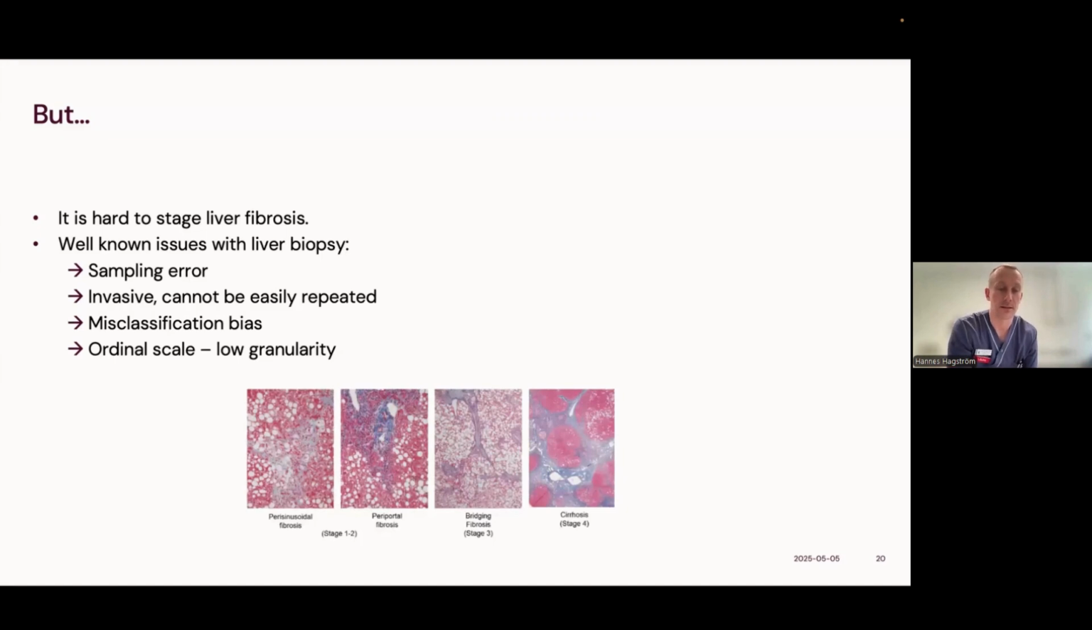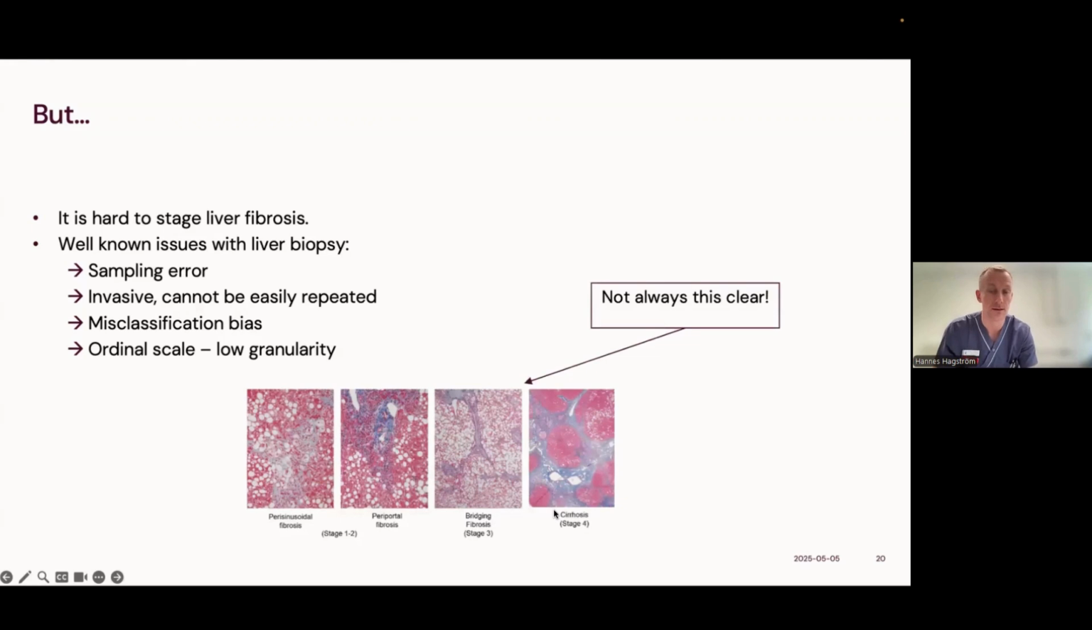So this is how it classically looks. In stage 1 to 2, you start to have sinusoidal fibrosis, periportal fibrosis, and then you have bridging thin strands of fibrosis, and in cirrhosis you have thick septa like this. But it's very important to say that it's not always this clear. Usually you can have a biopsy which is not so big, it's a little thin, and the pathologists have a hard time interpreting it.